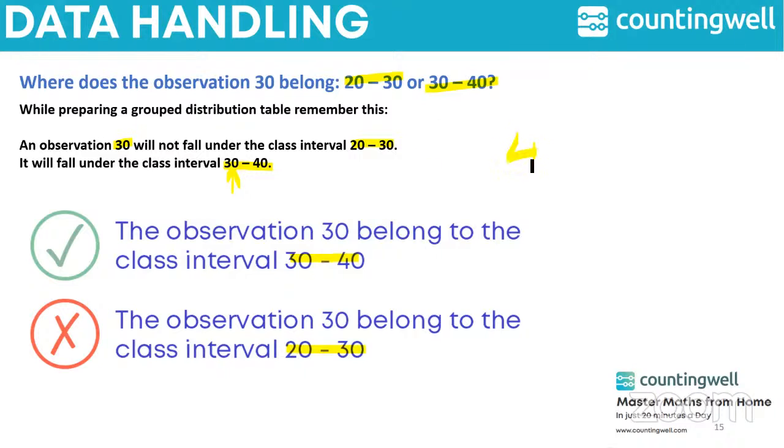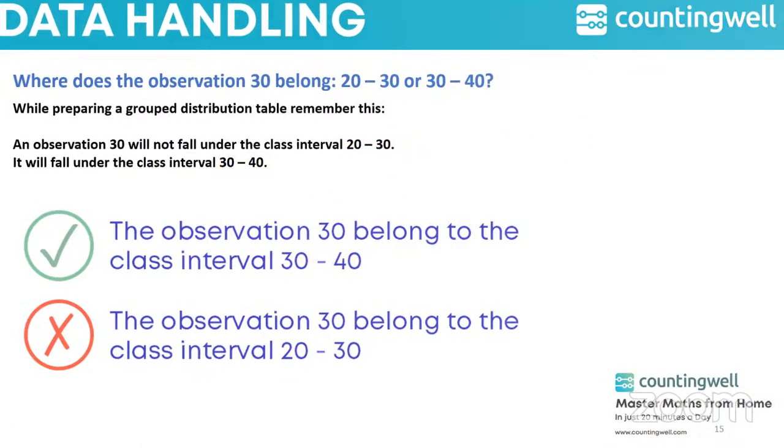If you have a reading or observation 40 and the next class interval is 40 to 50, whether it should belong to 30 to 40 or 40 to 50? Yes, it should belong to 40 to 50. I hope this is clear now.